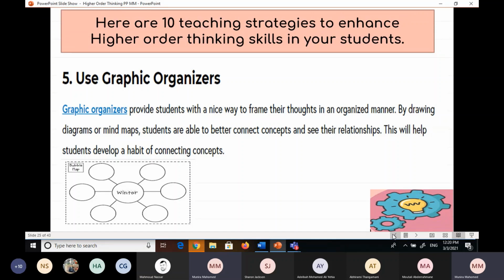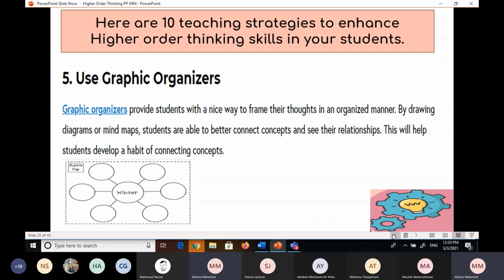Graphic organizers provide students with a nice way to frame their thoughts in an organized manner. Many of us do this, and we actually find it easier so that students are catching the concepts that we want to by literally pushing it into these little graphic organizers, these mind maps that make them see literally what it is that we are putting.